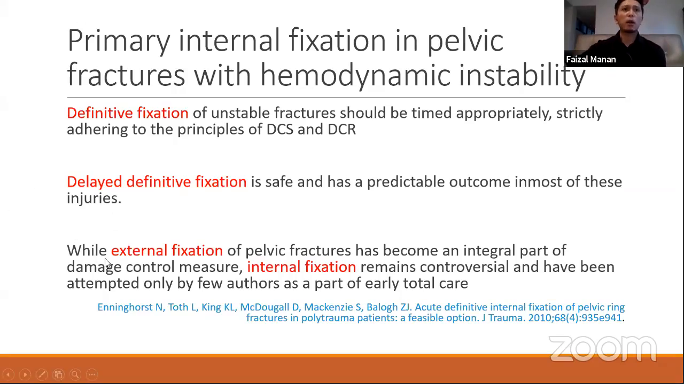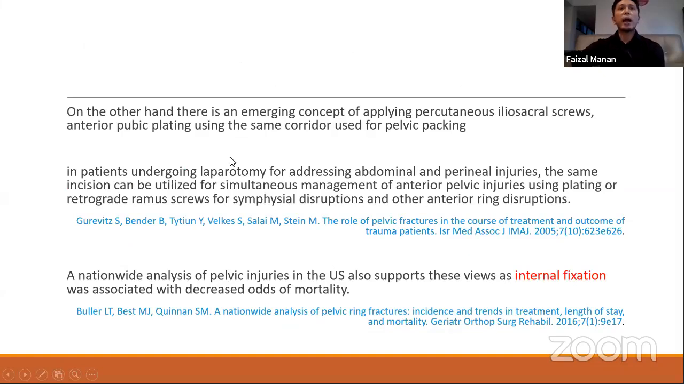So it goes to the next point. While external fixation of a pelvic fracture has become an integral part of damage control measures, internal fixation remains controversial and has been attempted only by a few authors as part of early total care, meaning they do it very early. On the other hand, there are emerging concepts applying percutaneous iliosacral screws. This is further when the posterior element of the ring opens up, so they put the iliosacral screw, and then anterior pubic plating, using the same corridor used for pelvic packing, the one that I mentioned just now. In patients undergoing laparotomy for addressing abdominal or perineal injury, the same incision can be utilized for simultaneous management of anterior pelvic ring injuries using plating or screws.